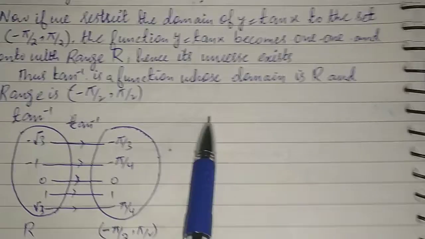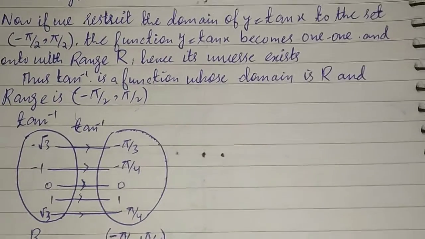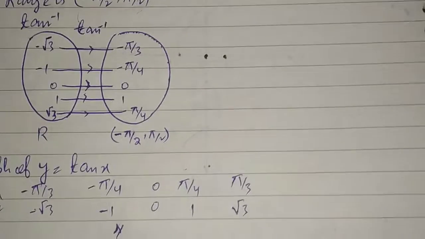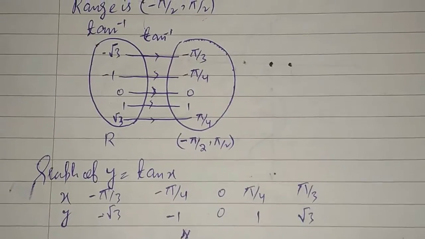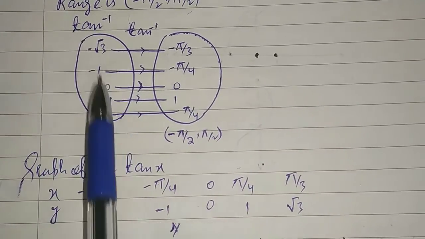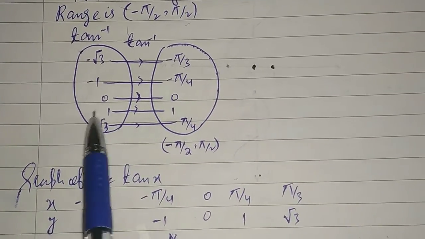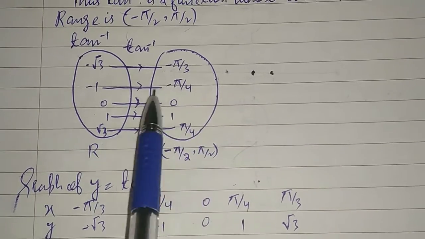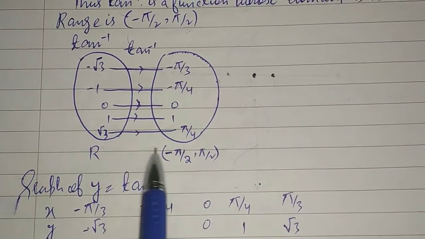Thus the tan inverse is a function whose domain is R and range is minus pi by 2 to pi by 2. Likewise in other cases the inverse then exists. You just look at the example tan inverse x. Here after restricting the domain and codomain, we will be able to find the inverse. It's both one-one and onto as I have defined it.